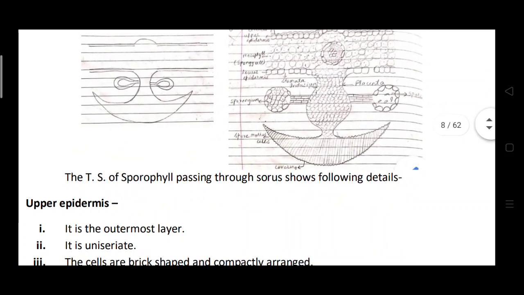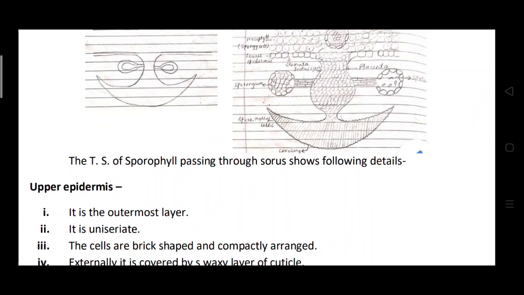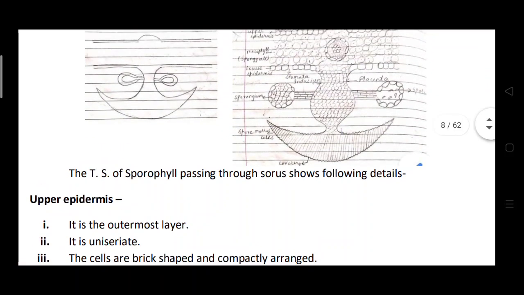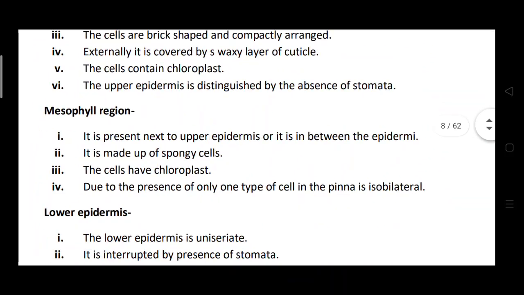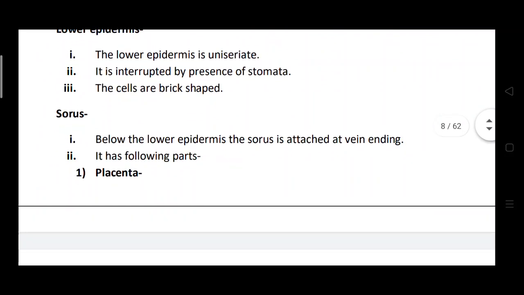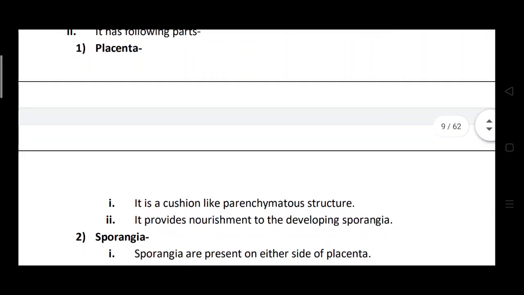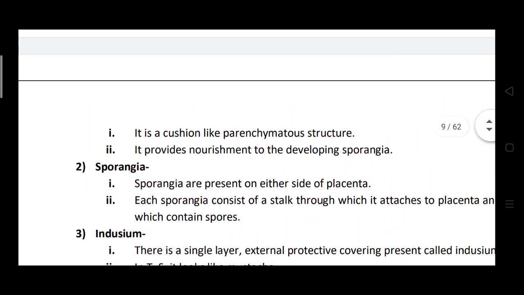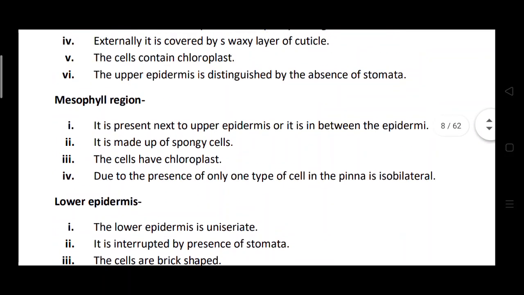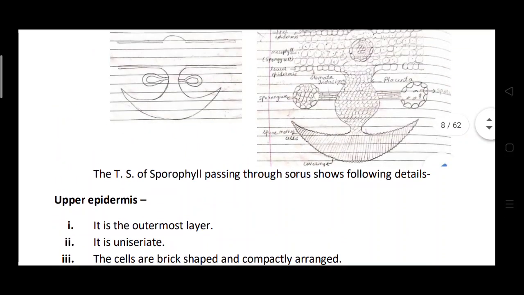So this is about the transverse sections of the sporophyll. This sporophyll contains the upper epidermis, mesophyll cells, lower epidermis, then the sorus, and in the sorus, placenta, sporangia and indusium. So this part you have to cover in the transverse sections of the sporophyll.